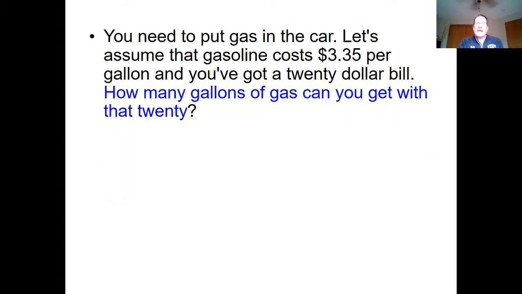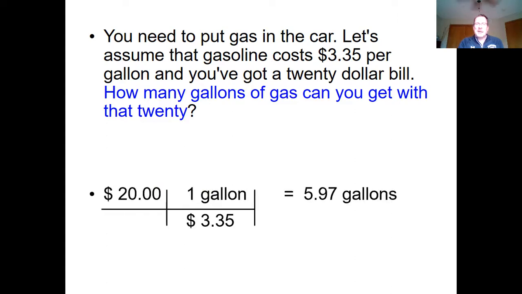So you need to put gas in a car. Let's assume that the gasoline costs $3.35 per gallon and you've got a $20 bill. How many gallons of gas can you get with that $20? Here's our picket fence. $20, $3.35 a gallon. I put the $3.35 on the bottom because the dollar signs will cancel out. Multiply 20 times 1 and then divide by 3.35. 5.97 gallons of gas is what I can get in there. I think gas is a little cheaper right now.